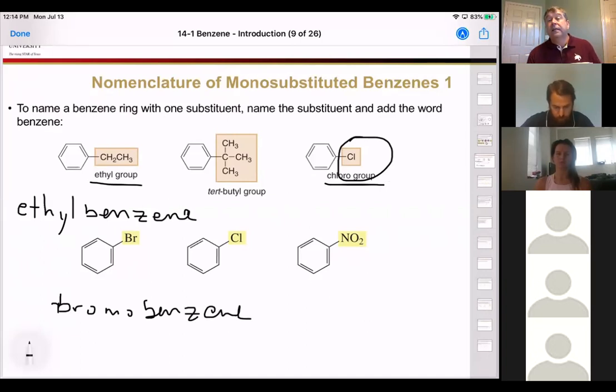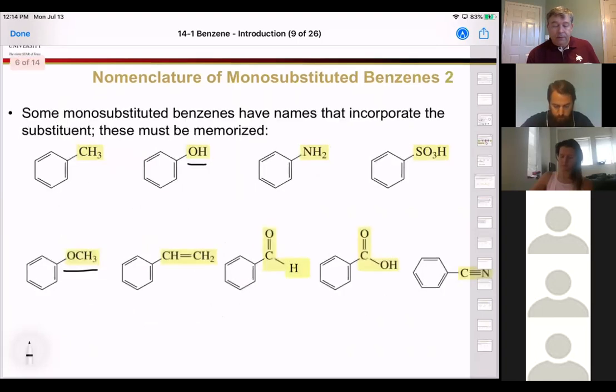And then chlorobenzene or nitrobenzene, okay? So it's fairly simple to name things when they have one thing on them. However, there are a large number of these that are so commonly used that they have different names. The functional group changes the name of the benzene ring. And so we do have to memorize these because they're going to be used in our nomenclature, and they have certain specific names.